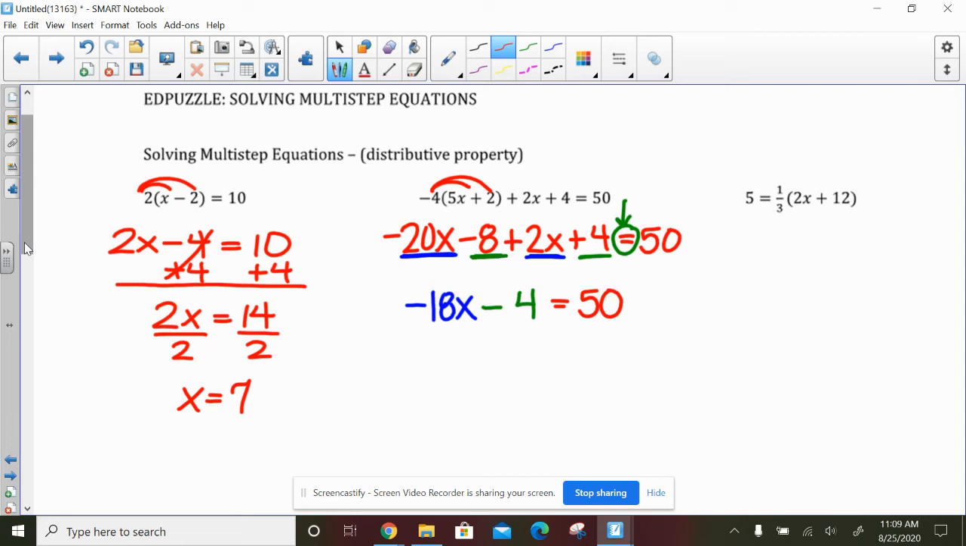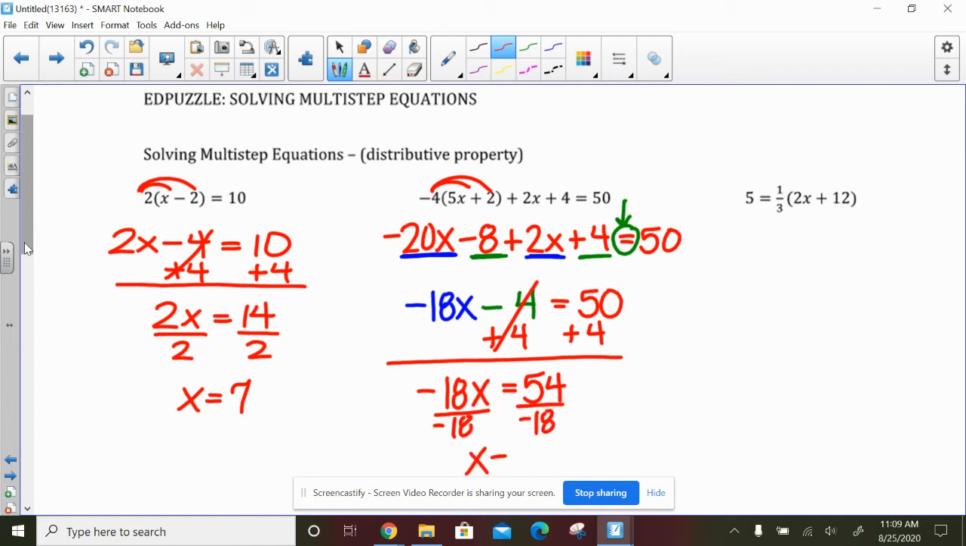Okay, so now I'm back to a regular equation. I can add 4 to both sides. Negative 18x equals 54. And I'm going to divide by the negative 18. So that those would cancel. 54 divided by negative 18 is negative 3.